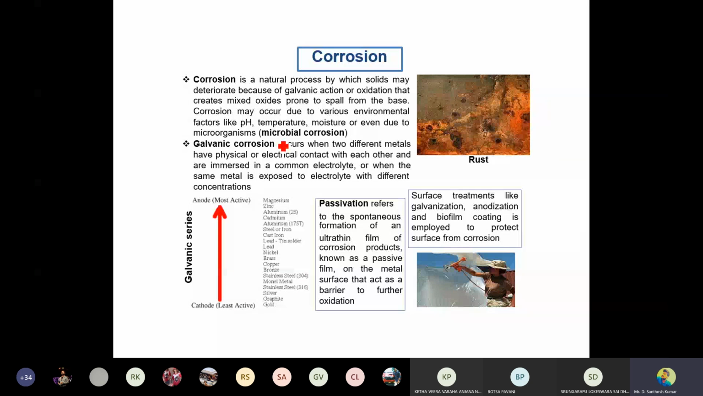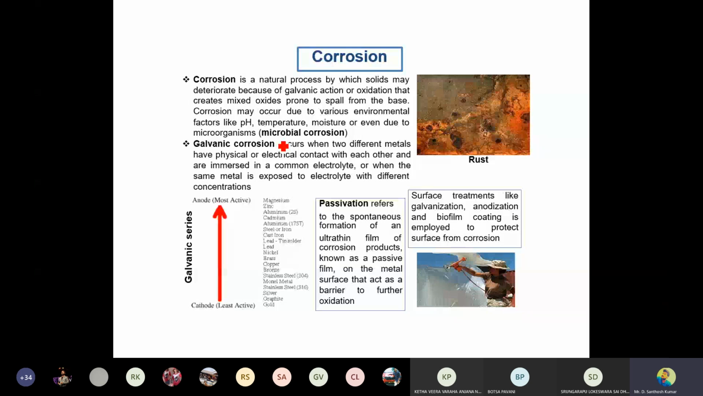So you know galvanic corrosion, otherwise called two-metal corrosion, occurs when two different metals have physical or electrical contact with each other and are immersed in any kind of electrolyte, either normal water, sea water, or any kind of NaCl solution. Then obviously, because of the variation in the galvanic series, one material may get corroded. And another one, a cathodic reaction will take place.